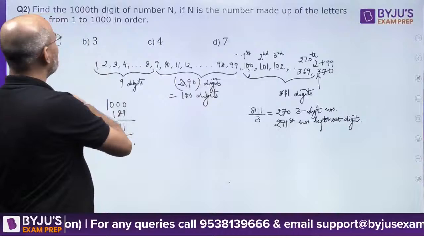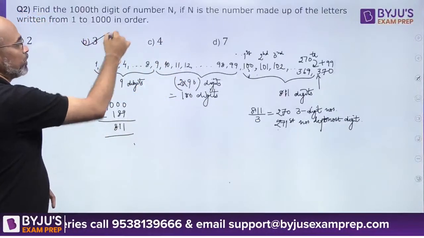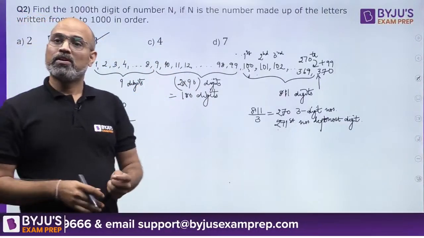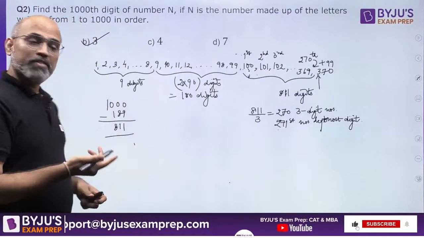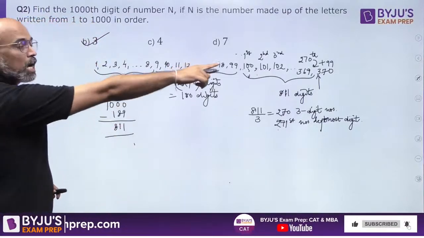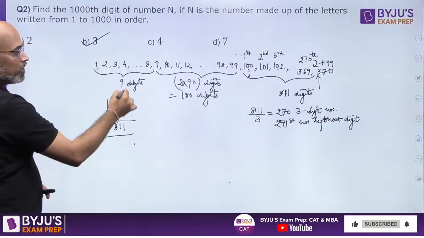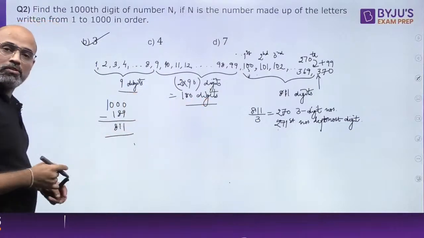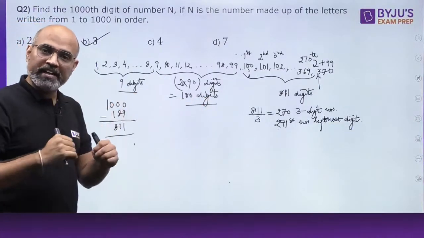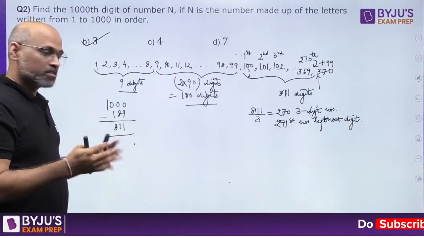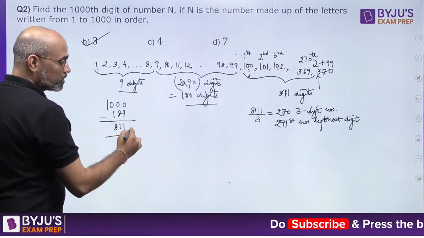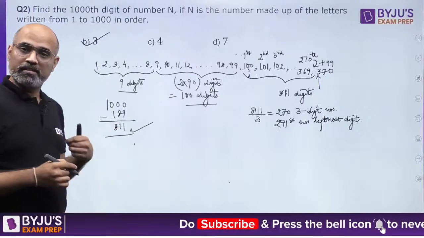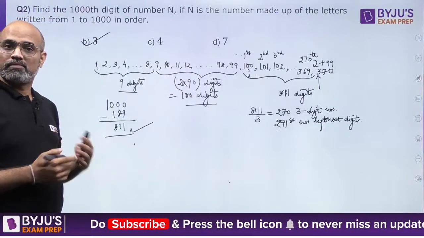Right? So the 1000th digit is going to be option Bravo. How did 811 come? Out of 1000 digits, Varun, we have already written 9 digits and 180 digits, no? So we have already written 189 digits. So what does this tell us? That we have to go further 811, if I subtract.